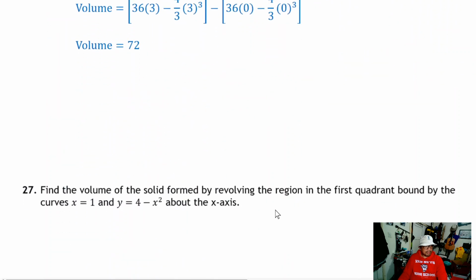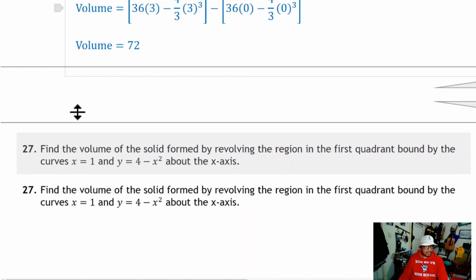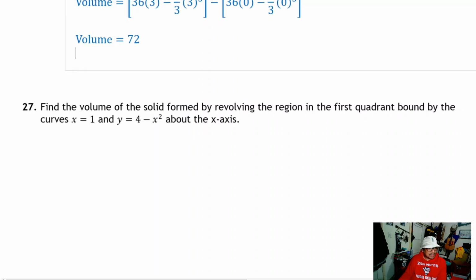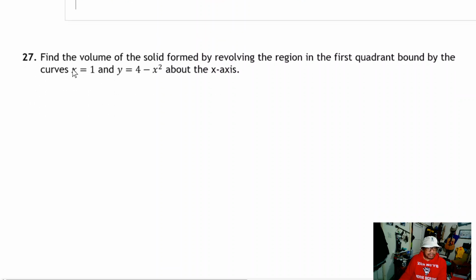All right, moving on to question 27. 27 is, let's see, a solid of rotation. Oh yes, solid of rotation. So we're going to revolve the region in the first quadrant bound by the curves x equals 1 and y equals 4 minus x squared. We're going to revolve that around the x-axis. So we're only in the first quadrant.